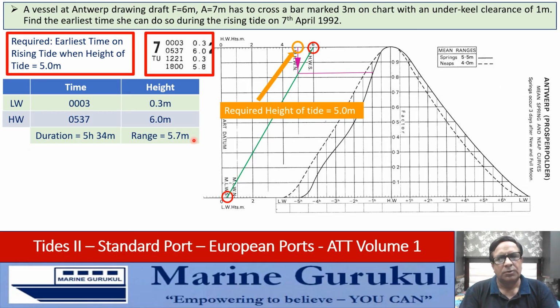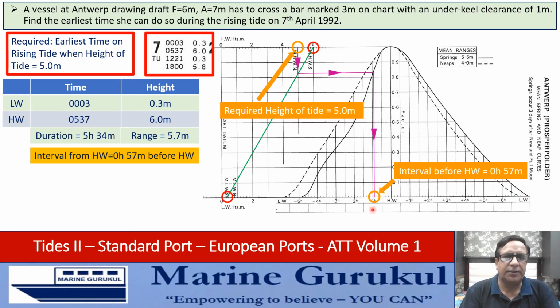So we come horizontally to the right, and we reach the spring curve. Why? Because the spring range is 5.5 meters for the curve. Our range is more than that. Extrapolation is not allowed. Where it hits the spring curve, we come vertically down onto the baseline scale and we read off the interval from here. The interval read from here is 0 hours 57 minutes before high water. If it was on the right of this, then it would be after high water. So we have the interval 0 hours 57 minutes before high water.